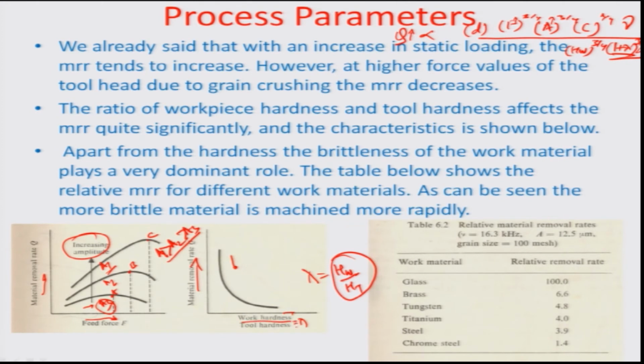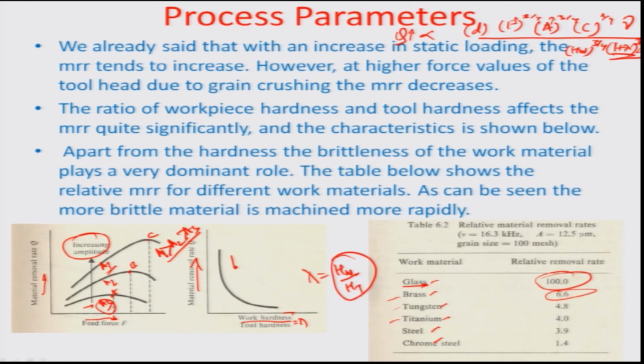Okay. So for certain materials like glass, brass, tungsten, titanium, steel and chrome, you can see that the more brittle the material is, the better the removal rate is. For example, in all these materials, glass is the most brittle material, and you can see almost 100% material removal rate in comparison to some of the more ductile ones like brass, tungsten, titanium, steel, where the percentage of material removal is much less in comparison to that of the brittle material. So you have 6.6 as opposed to 100, which is quite an increase.